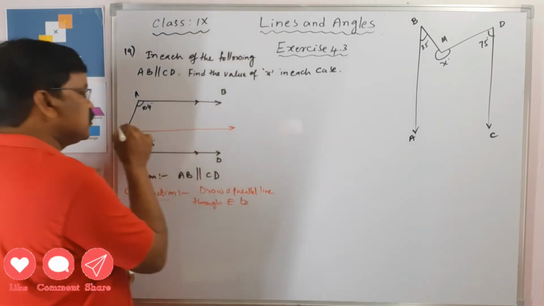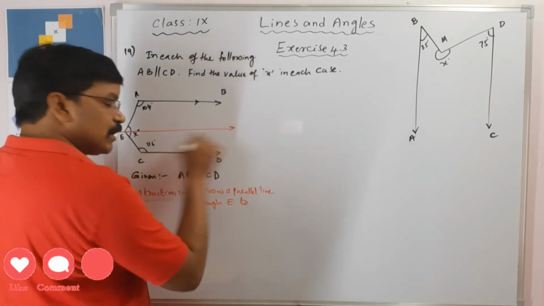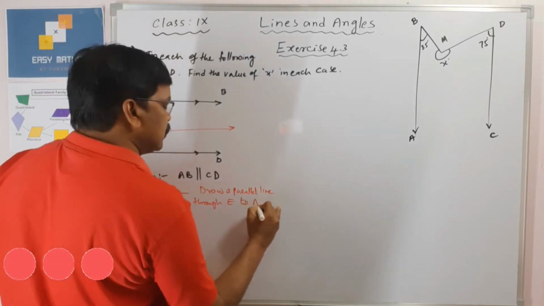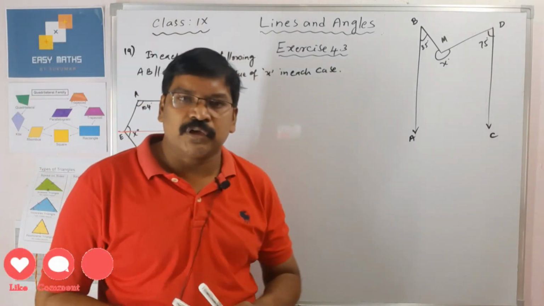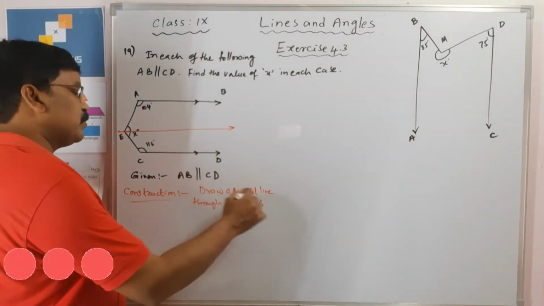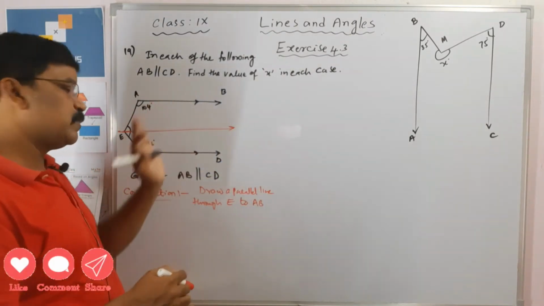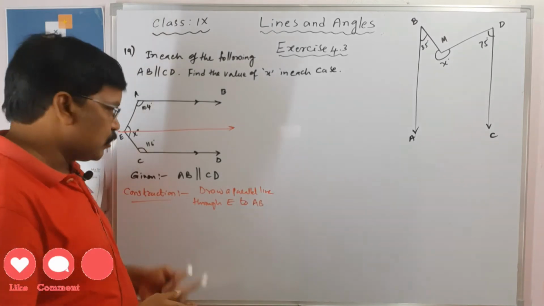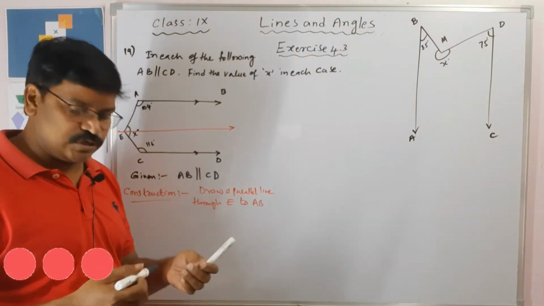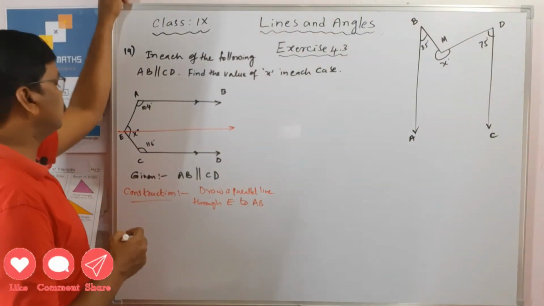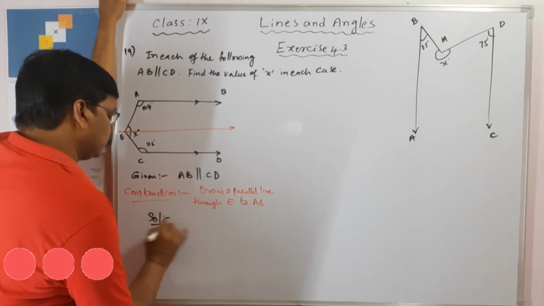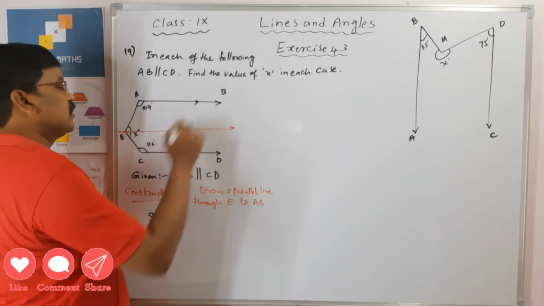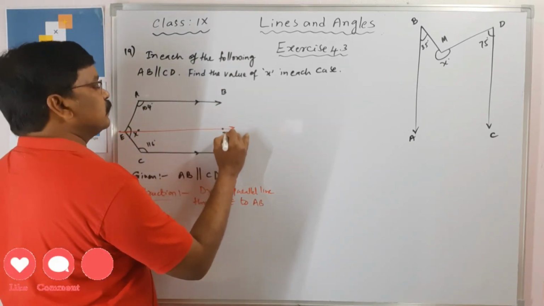This line is parallel to AB and also CD. Okay, so draw a parallel line through capital E to AB as well as CD, right? Why? Because AB and CD are parallel to each other. So my dear students, let us see the solution. Here this AB, and let it be some F here.